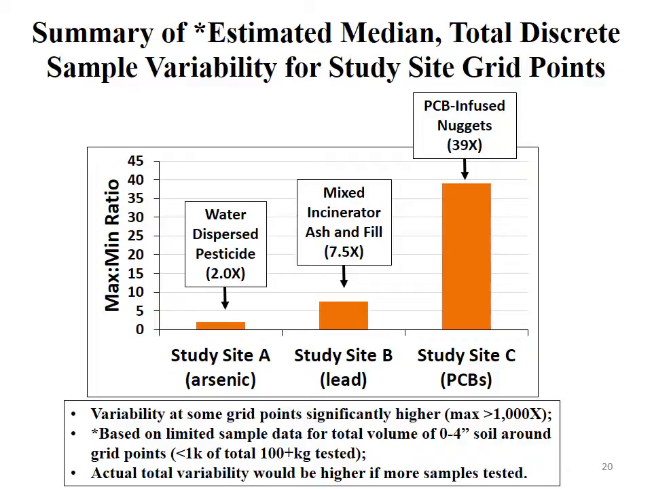That's low variability compared to the other sites we looked at, although that could obviously cause some problems as part of a site investigation. At the lead contaminated site, we saw an estimated overall variability around individual grid points of 7.5 times, so much higher than we saw at the arsenic contaminated site. And then at the PCB site, on average, we saw estimated variability of PCBs in discrete samples around any given grid point of about 39-fold. Now, these are just initial estimates. We only tested a very small amount of the soil around any one of the grid points. If we collect more samples at each grid point, I'm sure we'd find more and more variability.